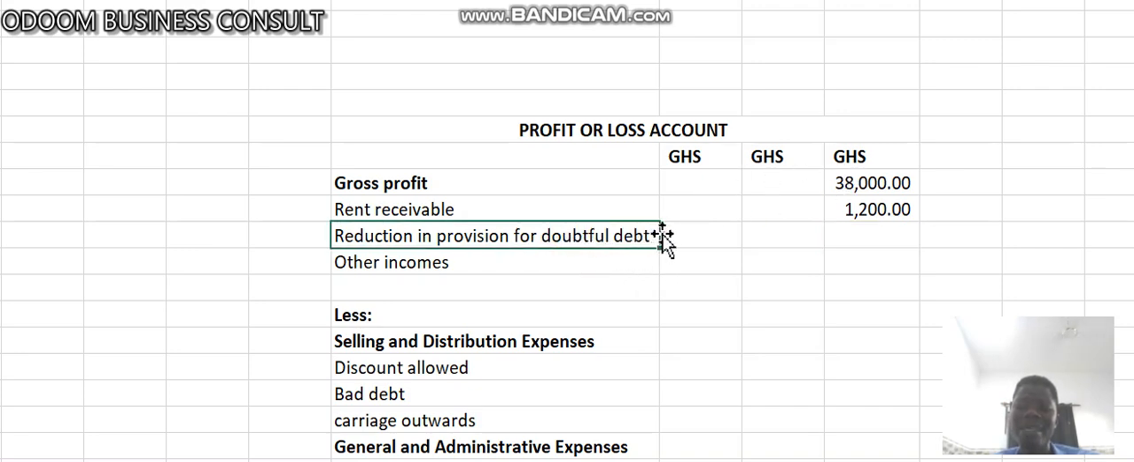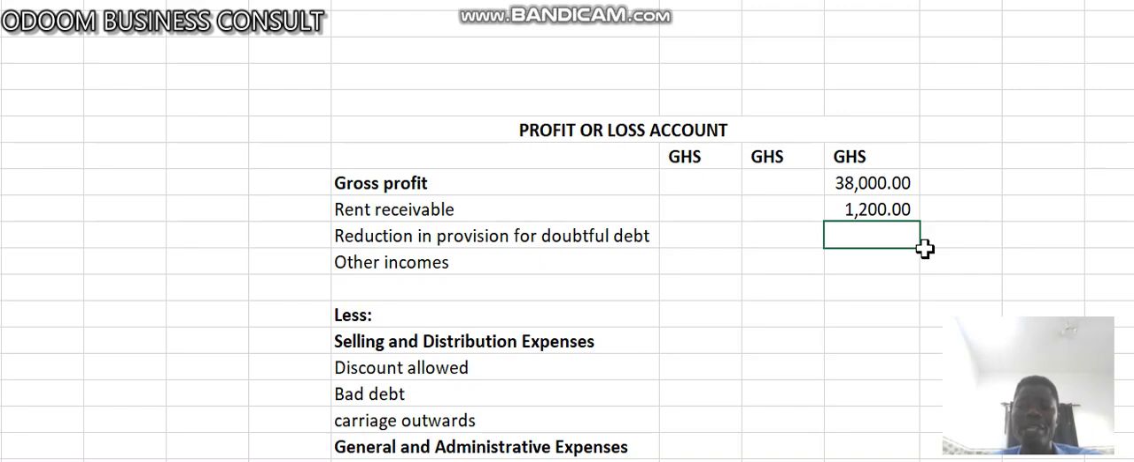Another gain and income item is reduction in provision for doubtful debts. An entity makes provision for the debtors because the entity knows that not all debtors may pay their debts at the end of the year, or some of them may not pay at all. So per your records, if let's say 10% are not paying, then you have to make a provision equivalent to that figure so that in case they don't pay, you have already prepared yourself for that danger. And this is in conformity with the prudence concept. So if your provision reduces, it becomes something which can be described as a gain to you.